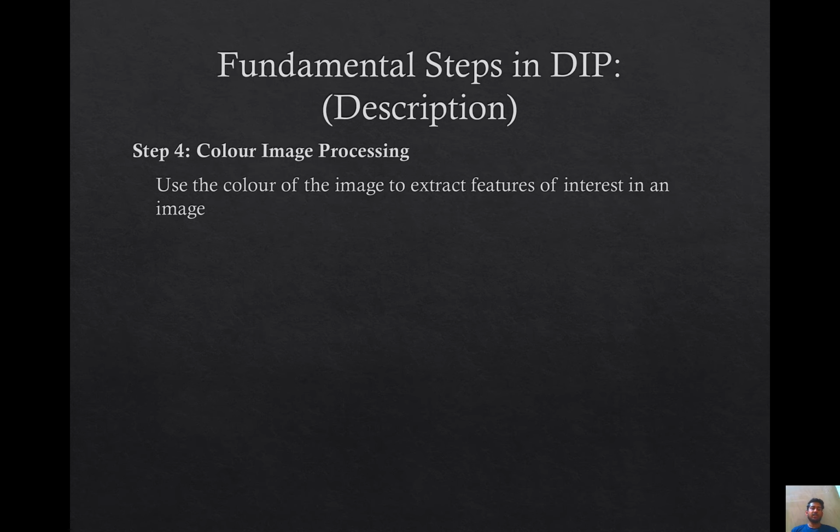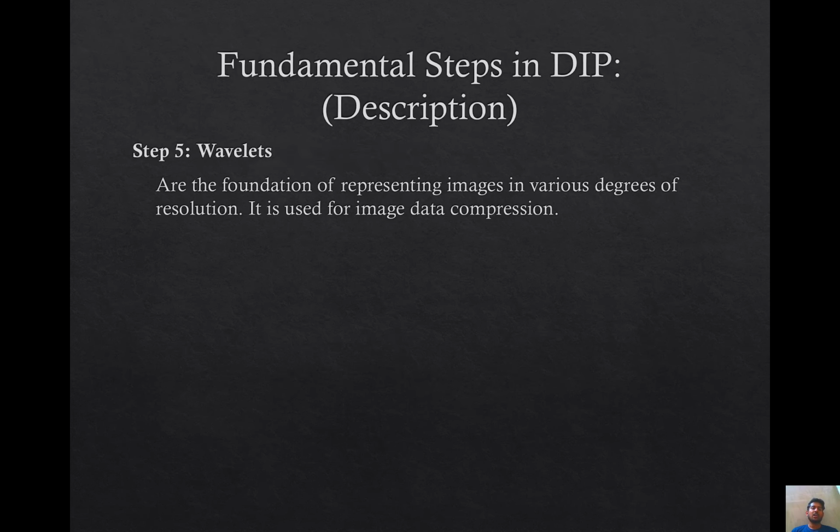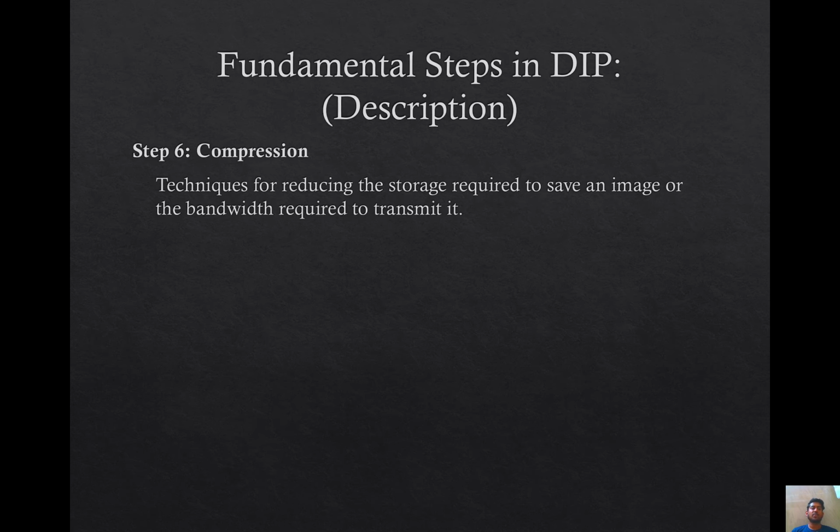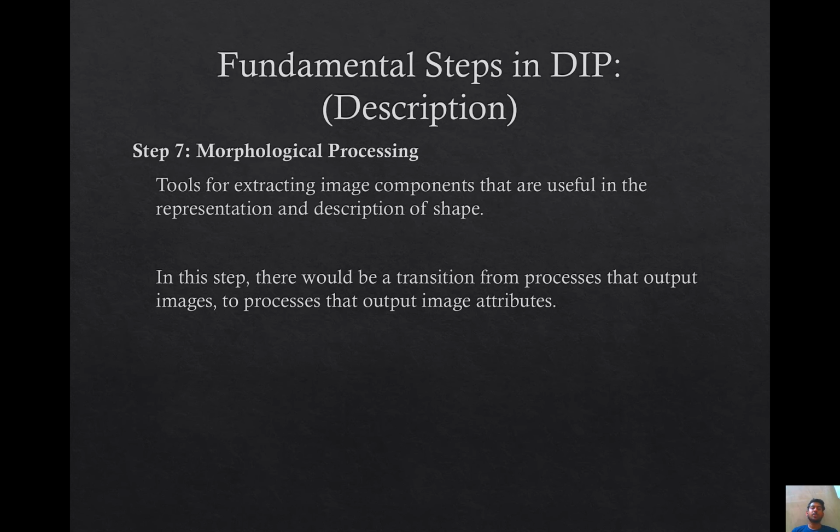Color image processing: use the color of the image to extract features of interest in an image. Wavelets are the foundation of representing images in various degrees of resolution. It is used for image data compression. Compression: techniques for reducing the storage required to save an image or the bandwidth required to transmit it. Morphological processing: tools for extracting image components that are useful in the representation and description of shape.